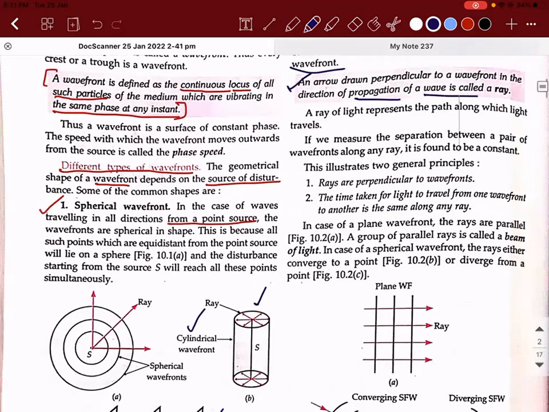Generally, a ray of light represents the path along which the light travels. If you measure the separation between a pair of wavefronts along any ray, it is found to be constant. That is the first point. From this, you can illustrate two general principles. One is rays are always perpendicular to wavefronts. Second is the time taken for light to travel from one wavefront to another is the same along any ray. These are the two important points that you need to make a note of with respect to a ray.